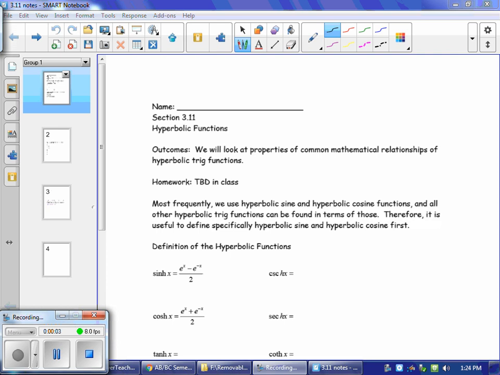All right, section 3.11, hyperbolic functions. Not one of the most important things that we do in Calc 3. However, it is very important in real-life applications. And you're going to have a chance to see that at the end.